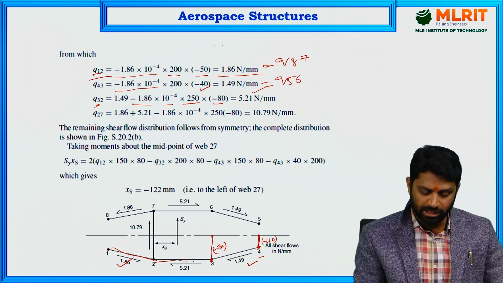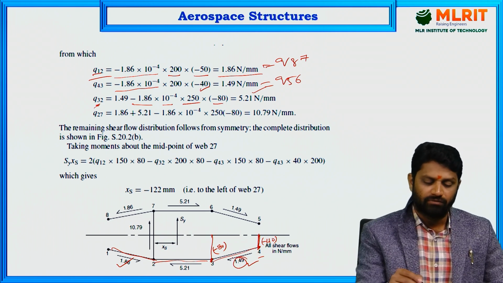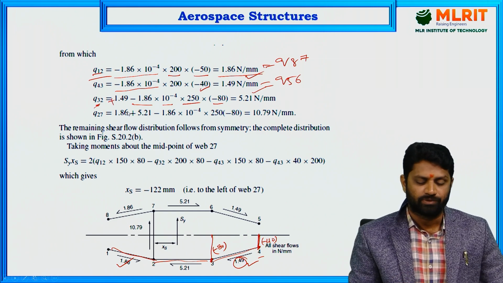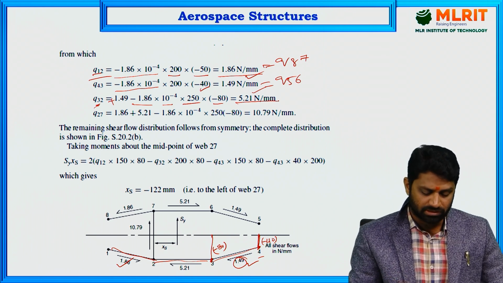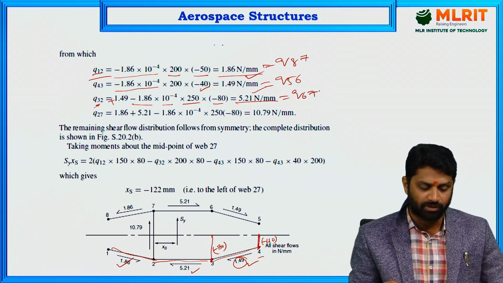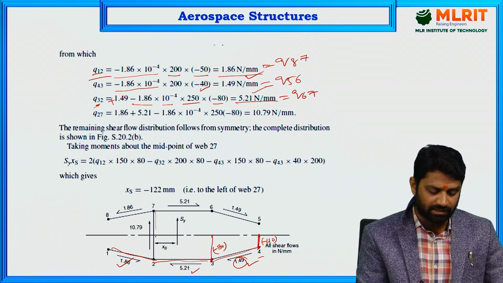But for Q32, there is a starting shear flow, that is Q43 of 1.49, what we got, that you have to add here. So when you do that, you are going to get 5.21 Newton per mm. So this is 5.21 Newton per mm, and the other one is also similar. So Q32 is equal to Q67, 5.21. And next, what is left is the vertical shear flow, that is the web.